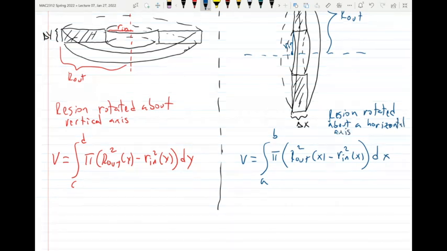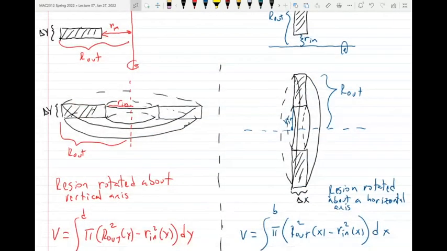If you rotate a rectangle, that's the shape that you get. The volume is the same thing that we have here, but without the integral. You just do pi r out squared minus pi r in squared times the delta y, and you're done. But that's not interesting.